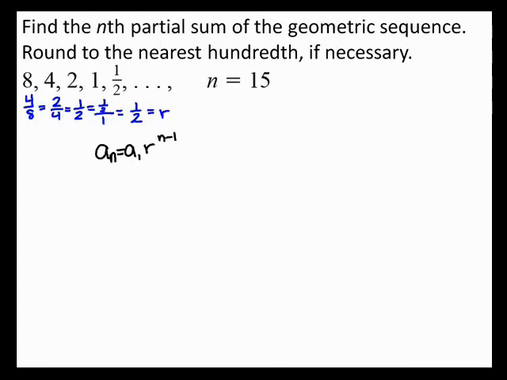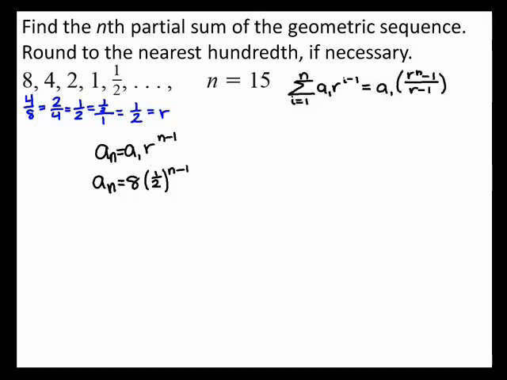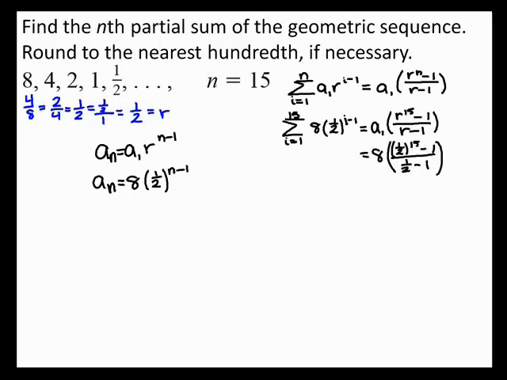Use the formula a sub n is equal to a sub 1 times r to the n minus 1. Substitute 8 in for a sub 1 and 1/2 in for r. Use the formula for the nth partial sum of the geometric sequence. Substitute 15 in for n. Substitute 8 in for a sub 1 and 1/2 in for r. Simplify 1/2 to the 15th.